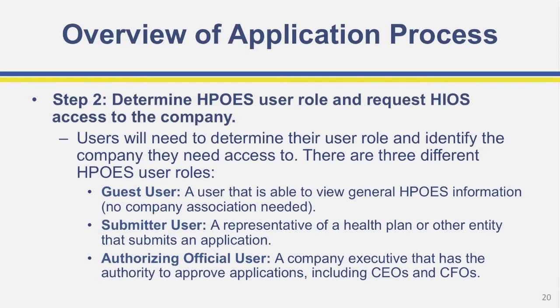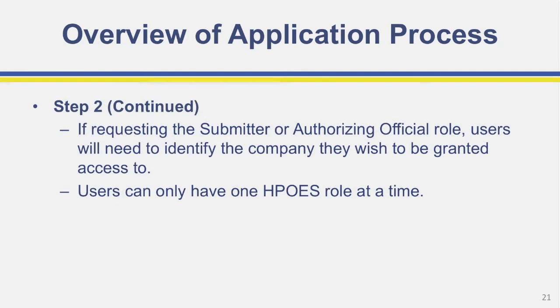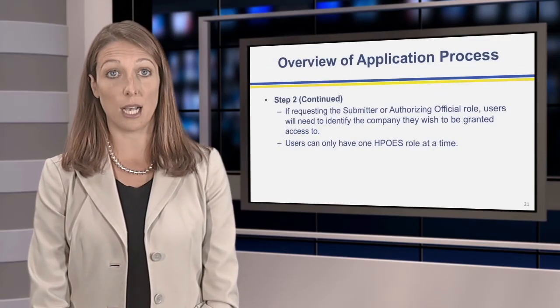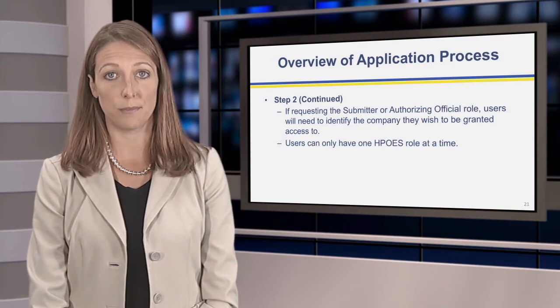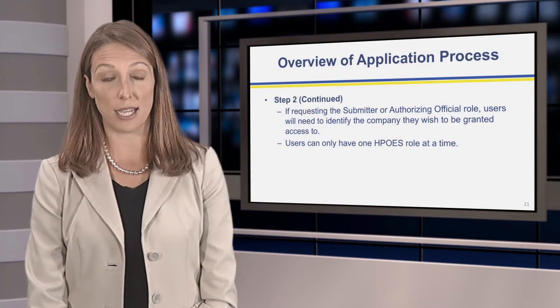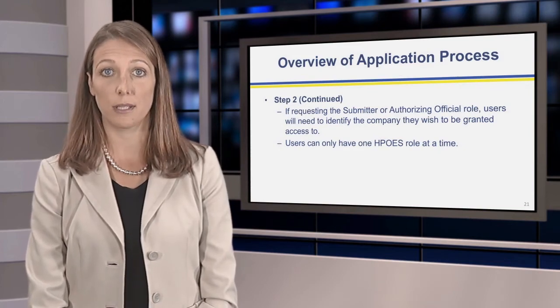The authorizing official user is a company executive that has the authority to approve applications, including CEOs and CFOs. If you are requesting submitter or authorizing official access, you will also need to identify the company you wish to be granted access to through HIOS user role management. Unlike submitter users, authorizing officials are not required to come into the system through user role management. Authorizing officials can also be identified through the application process to gain access into HIOS.